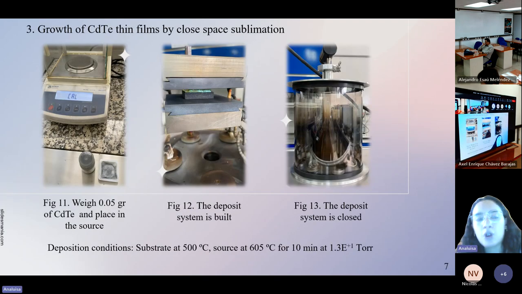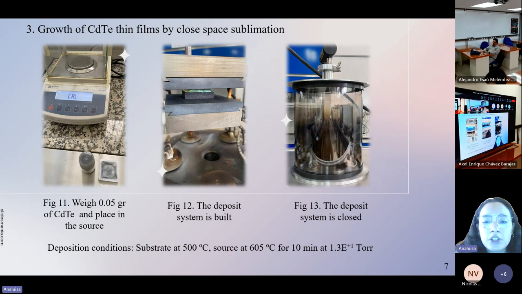Next, the growth of the cadmium telluride films by close space sublimation starts the process by adding 0.05 grams of cadmium telluride to the source, then placing it above the substrate and building the deposition system. The deposition conditions were 1500 Celsius degrees for the substrate and 605 Celsius degrees for the source, for 10 minutes.